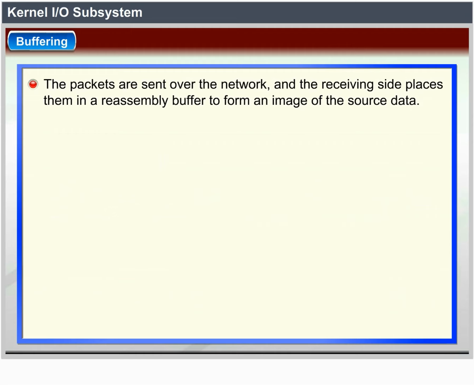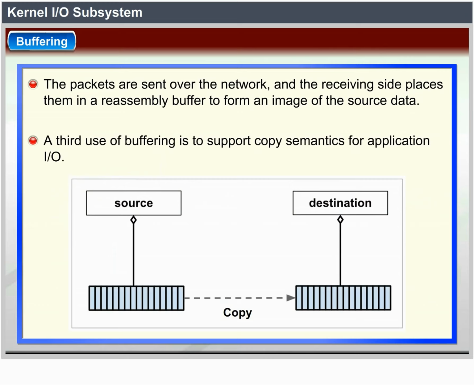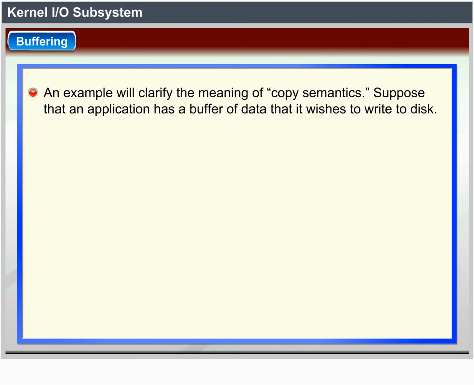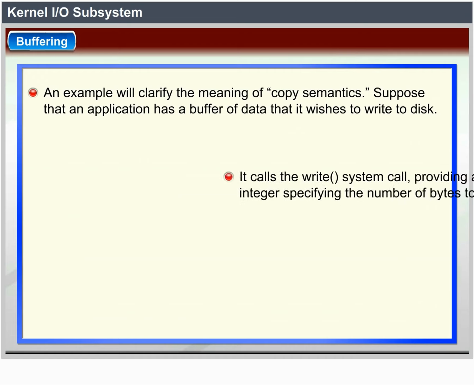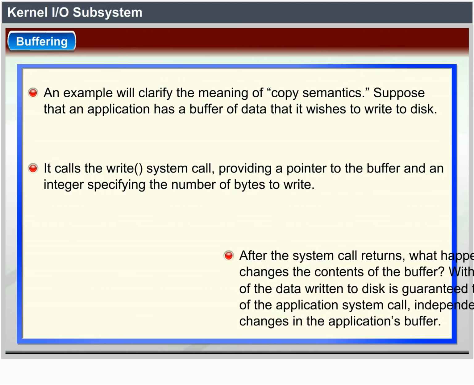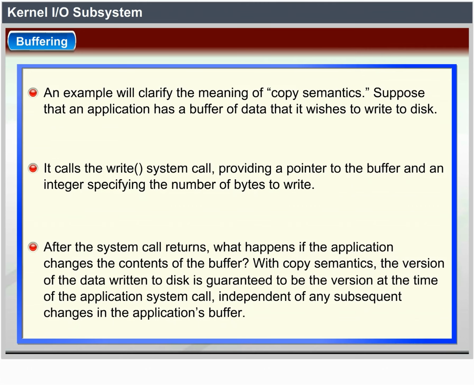A third use of buffering is to support copy semantics for application input-output. An example will clarify the meaning of copy semantics. Suppose that an application has a buffer of data that it wishes to write to disk. It calls the write system call, providing a pointer to the buffer and an integer specifying the number of bytes to write. After the system call returns, what happens if the application changes the contents of the buffer? With copy semantics, the version of the data written to disk is guaranteed to be the version at the time of the application system call, independent of any subsequent changes in the application's buffer.